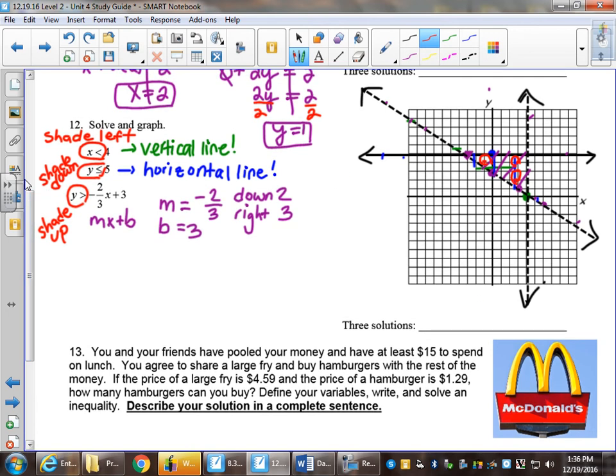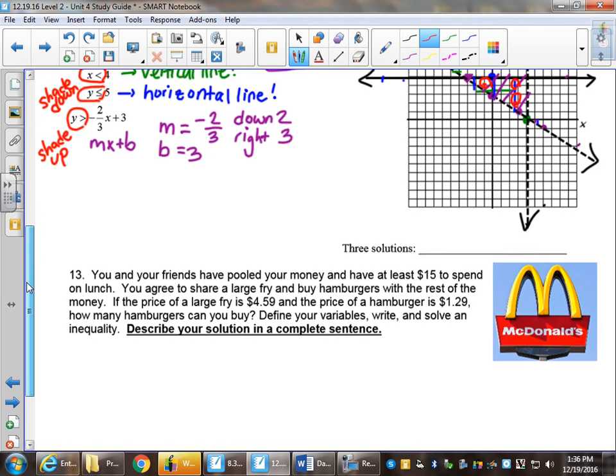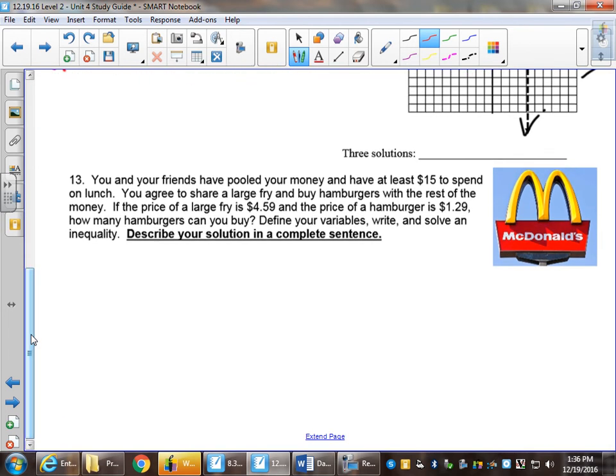Number 13 starts a very important set of real-world scenarios. There will definitely be one of each kind of these on tomorrow's test. So let's read carefully and let's be amazing at these.